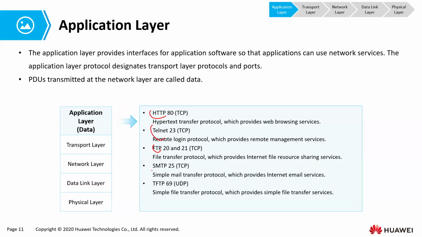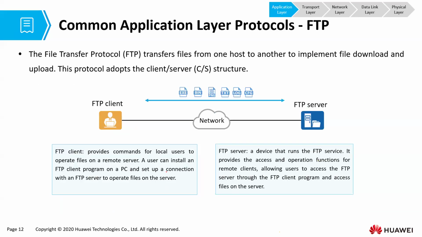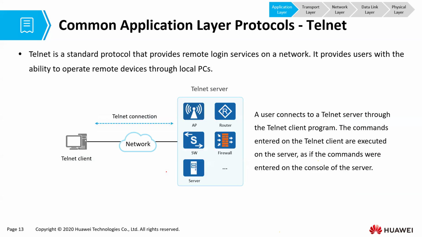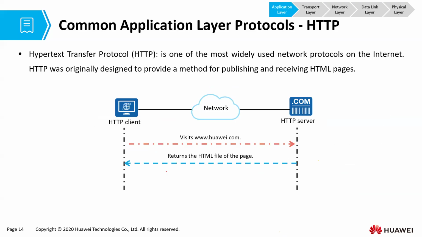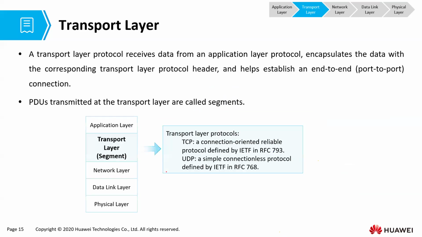If you're sending an email, you're using SMTP. TFTP is another file transfer protocol. Those are the basic protocols that you need to know. Application layer, common application layer protocols: FTP, file transfer. I think theory wise, I'll leave this to you. FTP probably has a whole chapter. Telnet, remote access. HTTP: every time you access a website, you're using HTTP basically. So I'll leave that to you to go a little bit deeper in that theory.